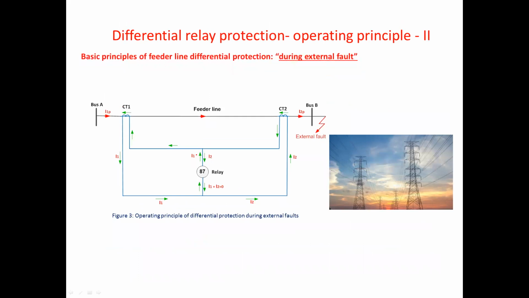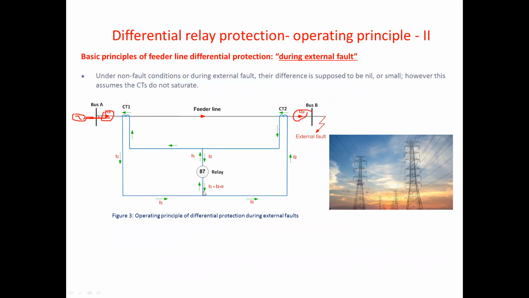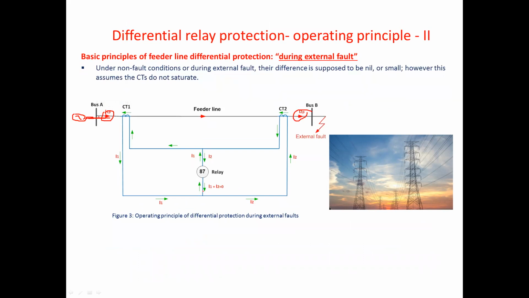How about during an external fault? Say this is the current source, and the current flows from here to the fault point, so we compare the current in against the current out. Under a non-fault condition or during an external fault, there is no fault in the protected zone, so their difference is supposed to be nil or small. However, this assumes the CT does not saturate.